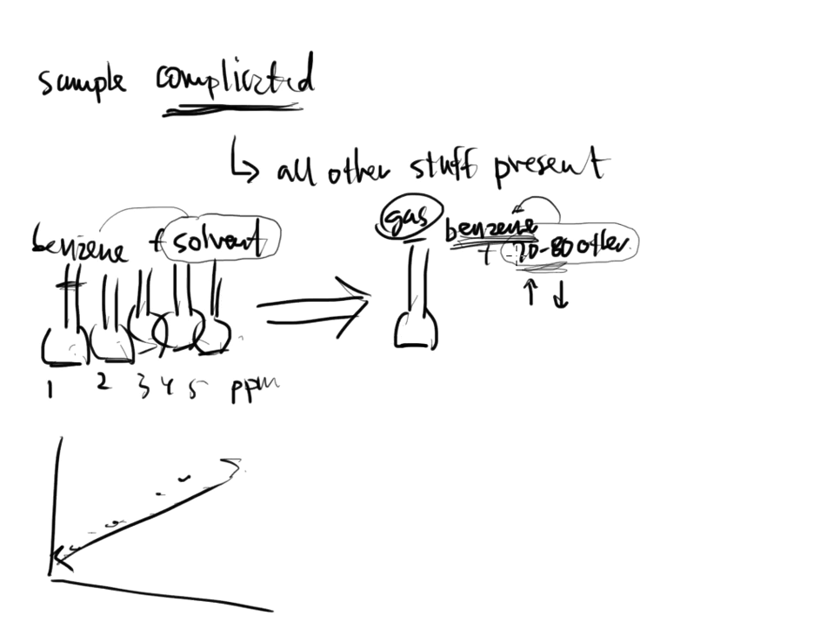Other times, depending on what's present, and we said 70 to 80 other things in the gasoline case, these could interfere with the benzene and suppress or enhance the signals that we get from the machine. So we said we're going to have to figure out how on earth we can fix this problem. So standard additions come along, and standard additions are going to be our savior in the laboratory with these complicated samples. And this is how we do it.